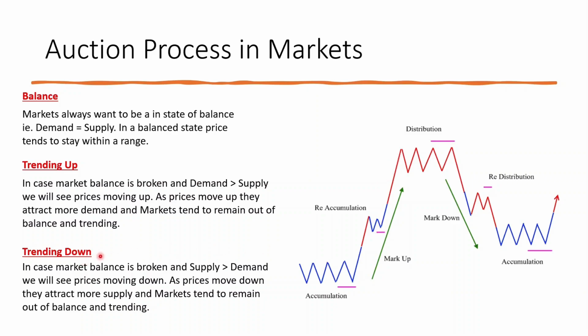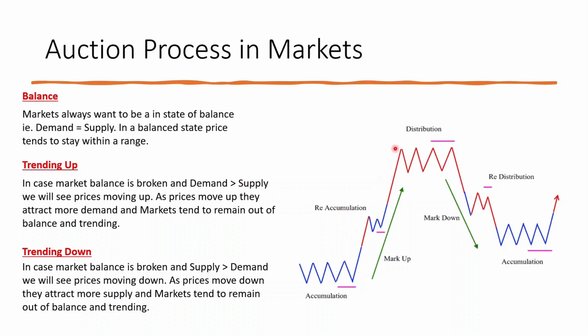Now the third state is the trending down state. In case market balance is broken and supply overtakes demand, we will see prices moving down. As prices move down, just like the earlier case, they attract more supply and markets tend to remain out of balance and trending on the downward side.